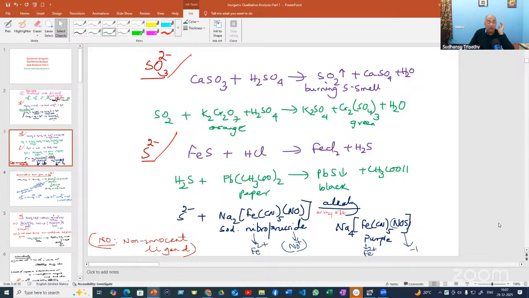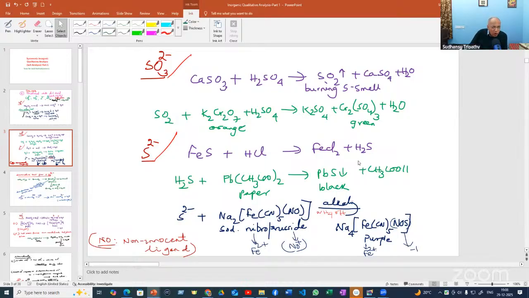Now, sulfite produces SO2, burning sulfur smell. The smell of sulfur dioxide is very typical. It's called burning sulfur smell. You can pass that gas through acidified potassium dichromate. You find the orange color turns green. I have not balanced the equation. You can balance by any method. You know, there are multiple methods known to you how to balance a redox reaction equation.